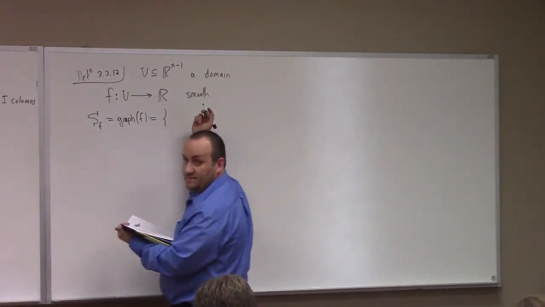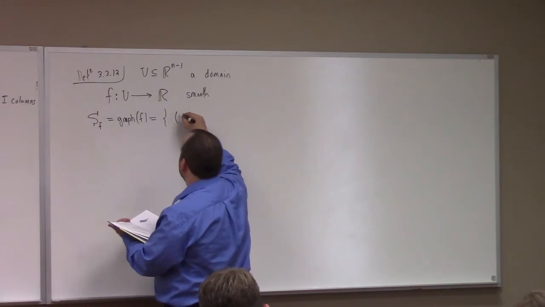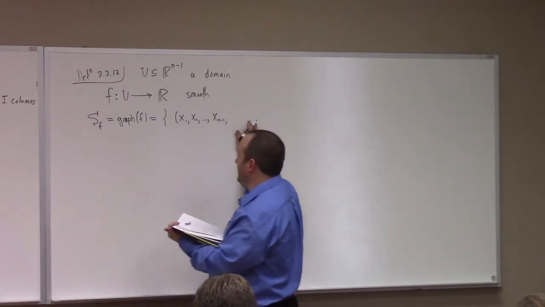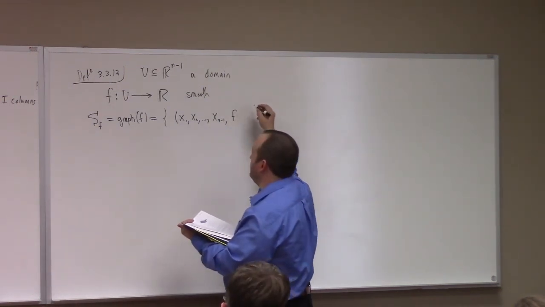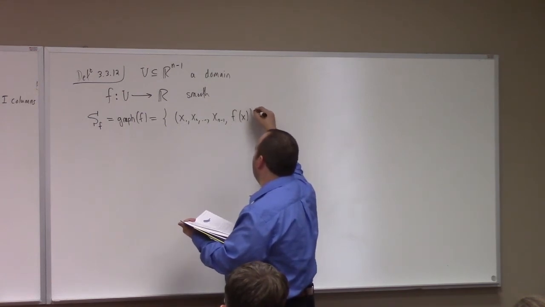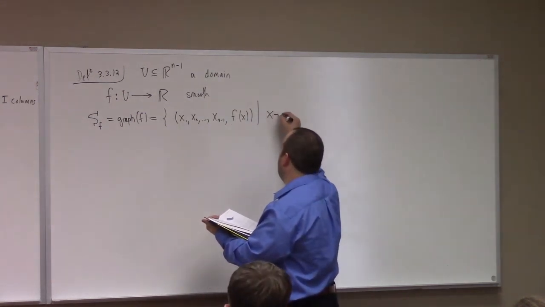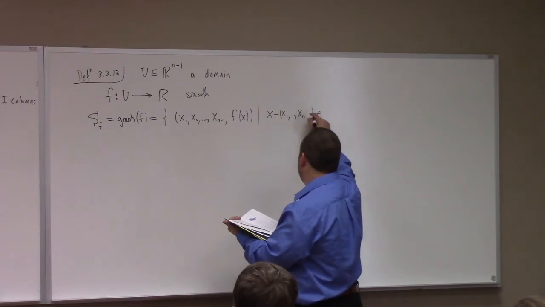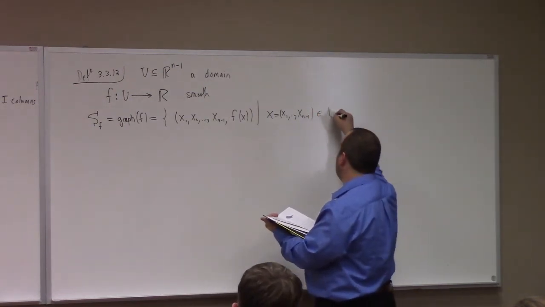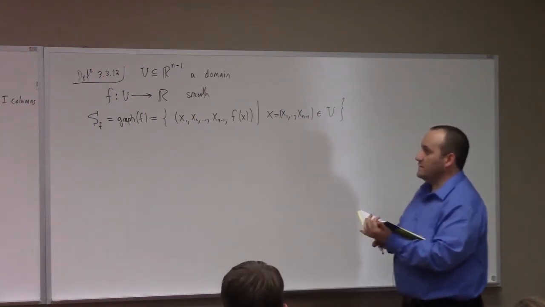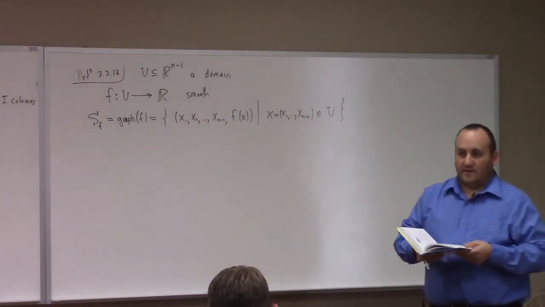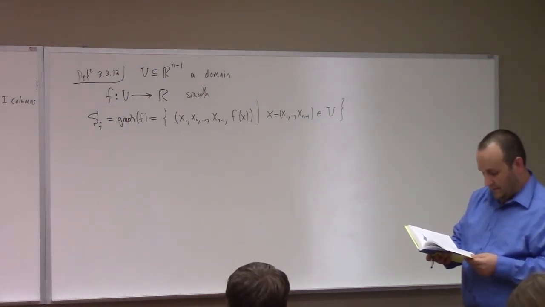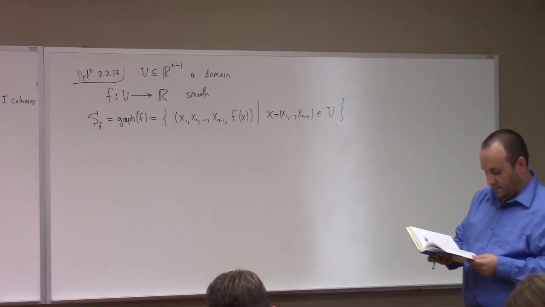So the graph of f is what? You do x1, x2, dot dot dot, x_(n-1), and then what goes in the nth spot? f of x, such that x is an element of where? Well, the domain of f, which in this case is U. So this is a graph. It's exactly what we call a graph in Calculus 1, Calculus 2, even Calculus 3. Great. And so this is going to be the graph of f.